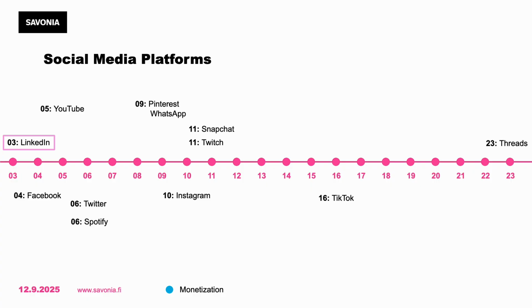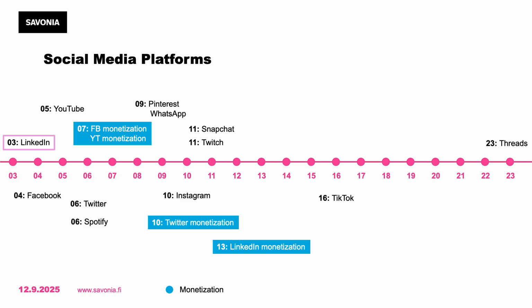Let's take monetization of social media platforms as an example. This was started in 2007 by Facebook and YouTube. It was followed in 2010 by Twitter, in 2013 by LinkedIn, and in 2015 by Instagram.